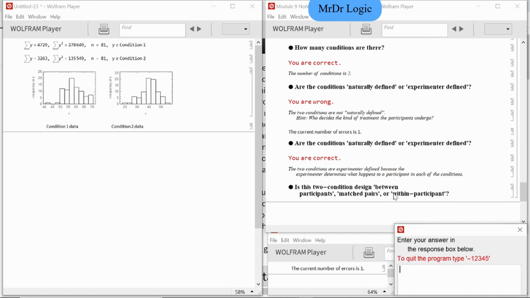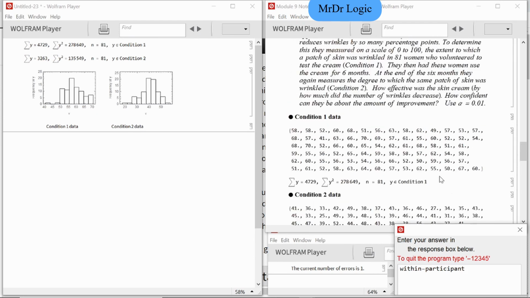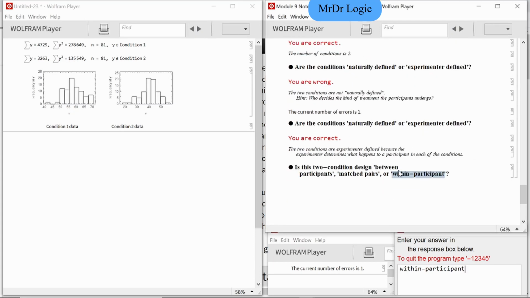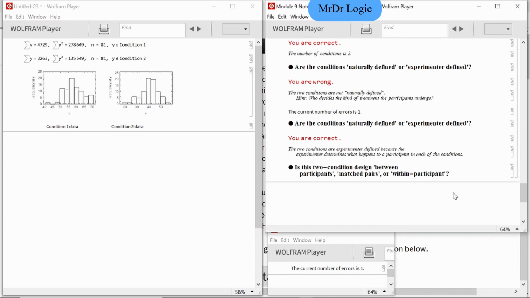This is within participants. I already had this question a few times before. Basically, the same 81 women are going through the same treatment. This is what within participants usually means. Between participants, one group does one thing, another group does another thing. That's what between participants is. Matched pairs: husband and wife do different things, but they're together. It specifically says that these guys are a pair.